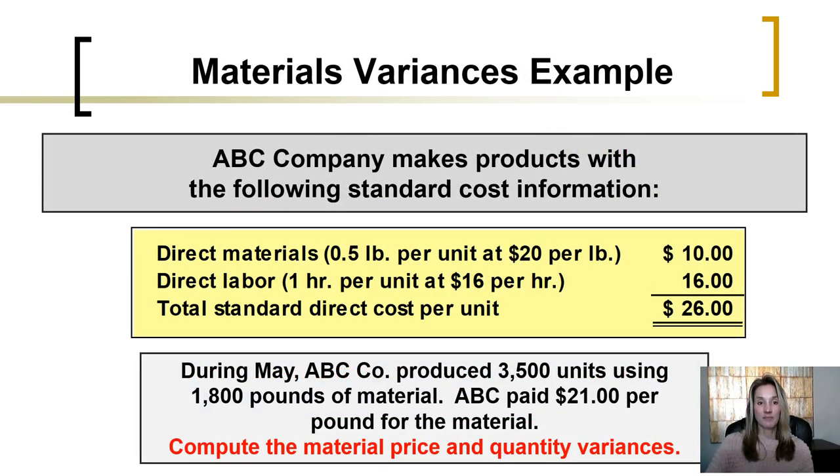So here's an example. ABC is making products with the following information. Direct materials standards are to use half a pound of materials and pay a standard price of $20 per pound, or a standard material cost of $10 per unit. During May, ABC actually produced 3,500 units, and they actually used 1,800 pounds of direct materials. Their actual price paid was $21 per pound. So let's compute the material price and material quantity variances.